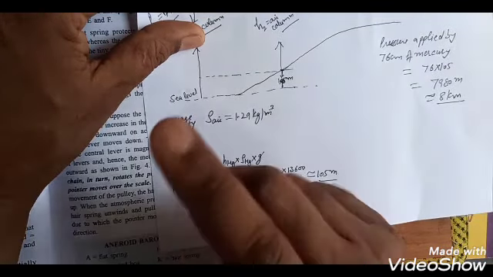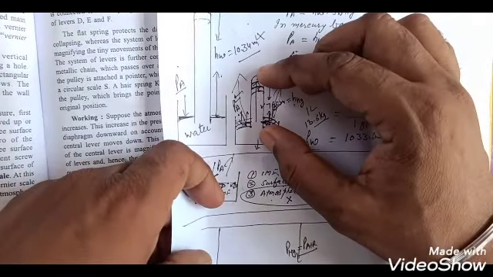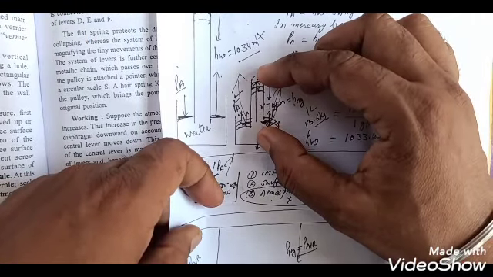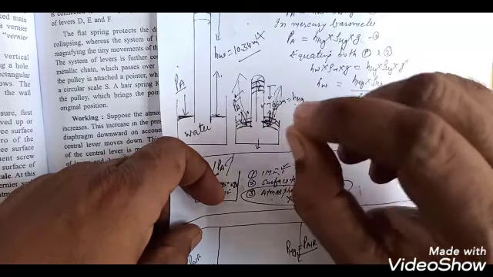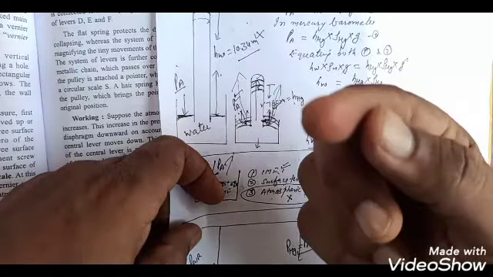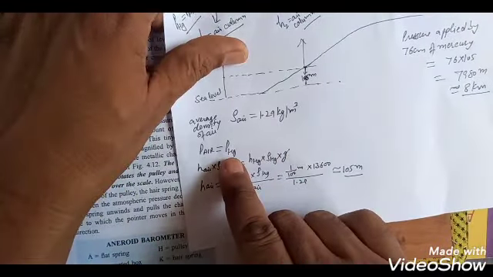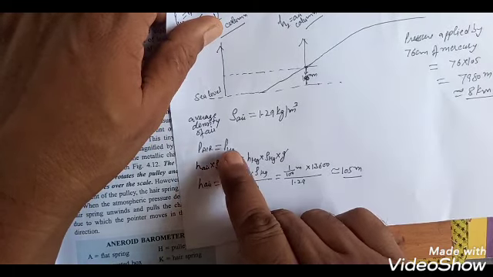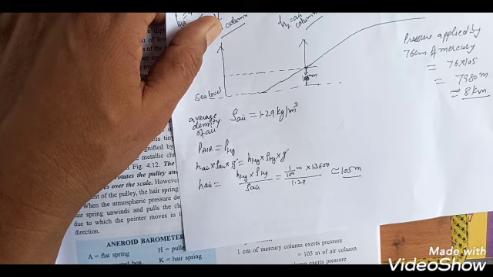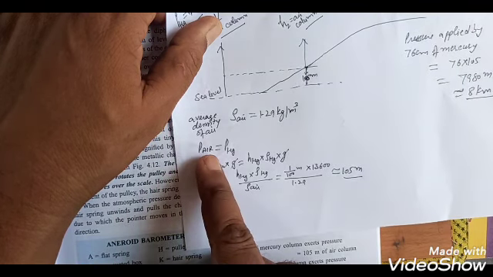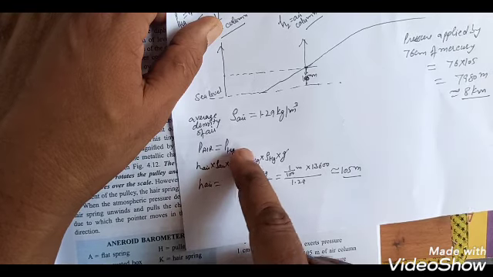Again, listen carefully: in a barometer how much height is there? 76 centimeter at sea level. We don't want to calculate the pressure exerted by 76 centimeter. No, we want to calculate the pressure exerted by just 1 centimeter of mercury. Whatever pressure is exerted by 1 centimeter of mercury, the same will be the pressure exerted by a certain height of air. So P air, the pressure exerted by a certain height of air, is equal to the pressure exerted by 1 centimeter of mercury. We equate.